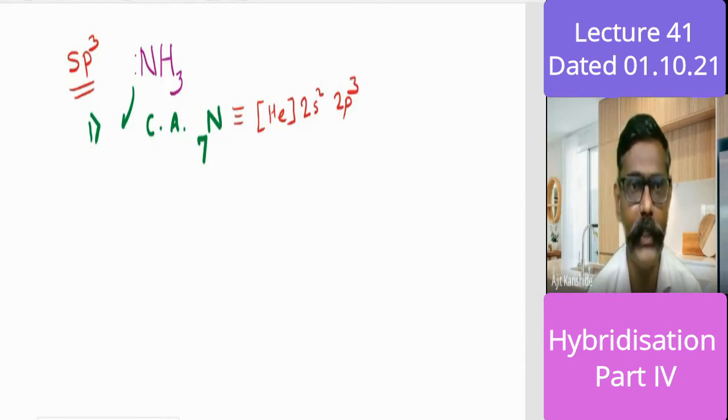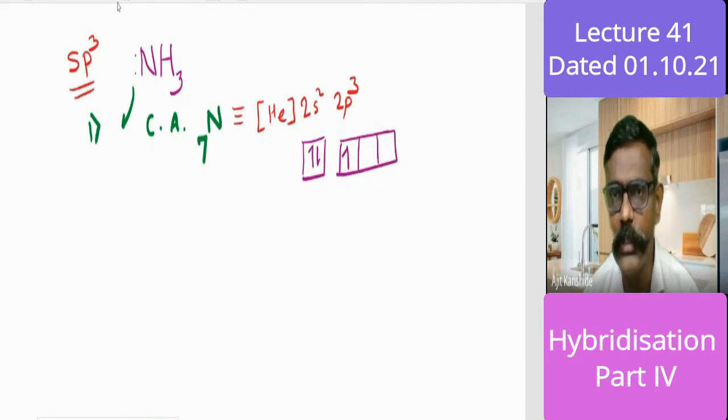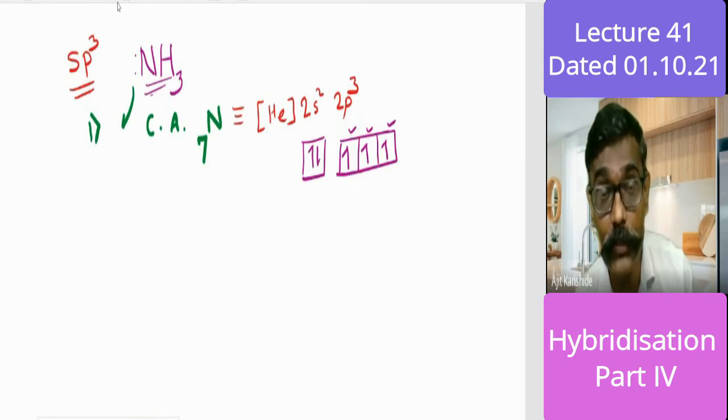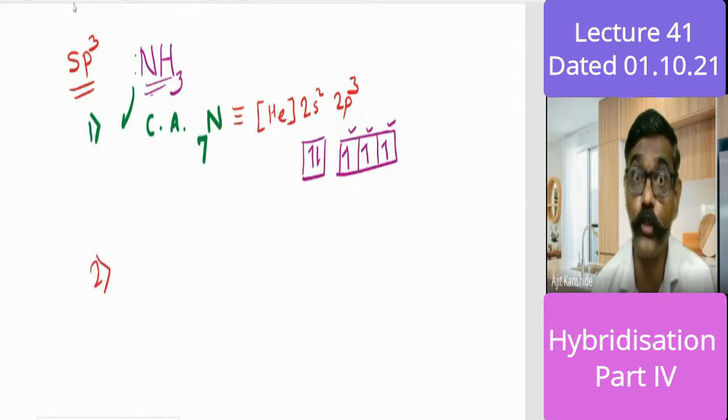If I have to represent it in terms of the block diagram, then the 2s orbital will be with 2 electrons, that's a pair of electrons, and 2p orbitals with 1, 2, 3 electrons. Each orbital, say px, py and pz, will be with an unpaired electron. So we were expecting that this nitrogen in ammonia will form 3 bonds because 3 unpaired electrons are there. But nitrogen undergoes some change, and to have that change, energy is needed. Help me, what is that change that nitrogen undergoes, then bonding occurs?